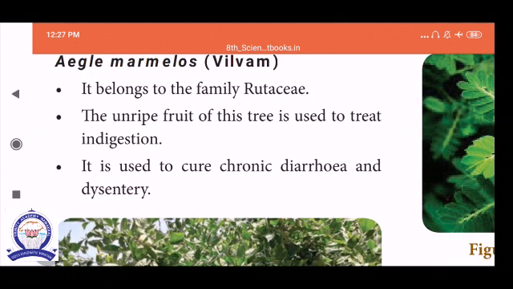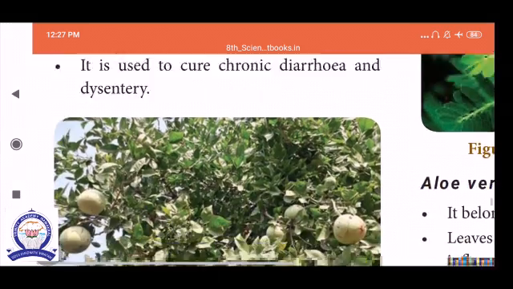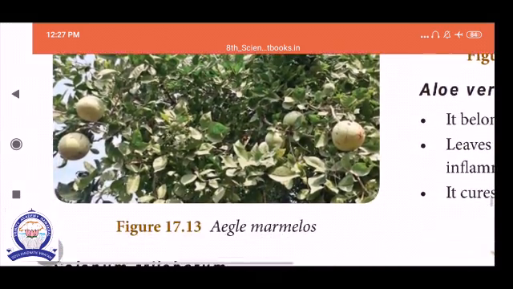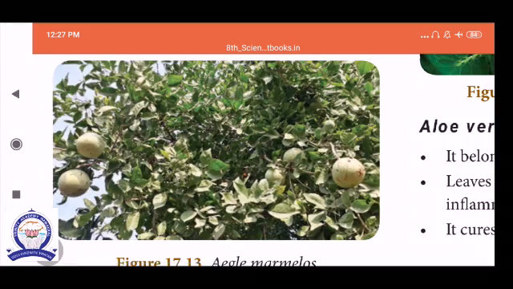Okay, the second herbal plant, Aegle marmelos, Vilvam. See the picture, the Vilvam tree. This is the undried fruit. Undried fruit and ripened fruit are both very useful.